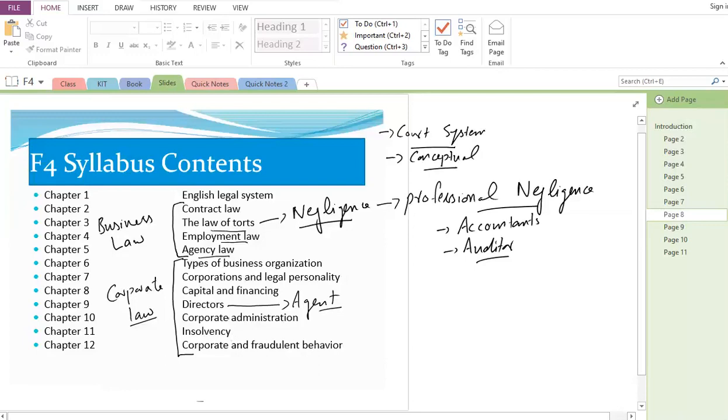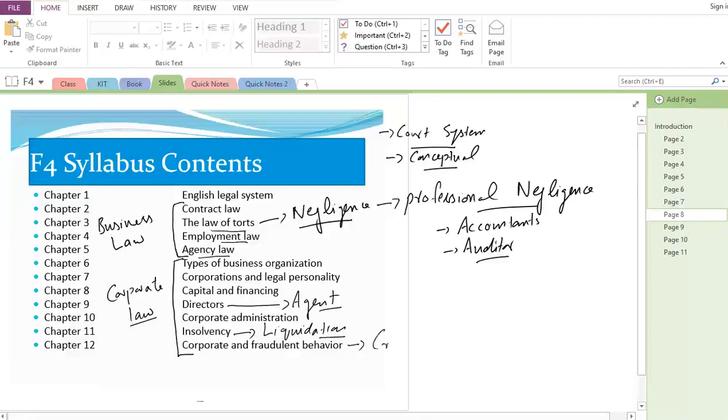And insolvency means liquidation. So if a company is not working well, the company has cash flow problems, so the company needs to be liquidated. So what are the types of liquidations? We will study the Insolvency Act 1986, and according to this act, how a company will be liquidated. This is important. And the last chapter, corporate and fraudulent behaviors, includes all the criminal offenses.